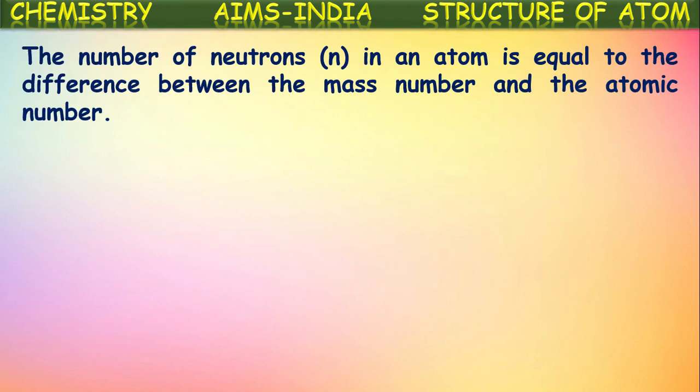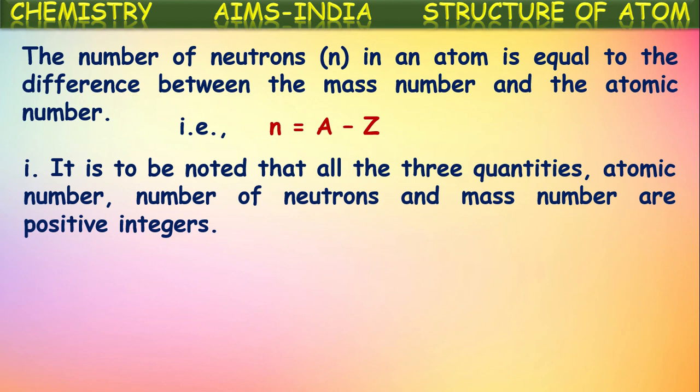Now, the number of neutrons in an atom is equal to the difference between the mass number and atomic number. So, if you know the mass number and atomic number of an element, then we can find out the number of neutrons present in that atom, because atomic number is the number of protons and mass number is the sum of the protons and neutrons. If you take the difference between the mass number and atomic number, that gives the number of neutrons. So mathematically we can represent it like this: number of neutrons n is equal to mass number A minus atomic number Z.